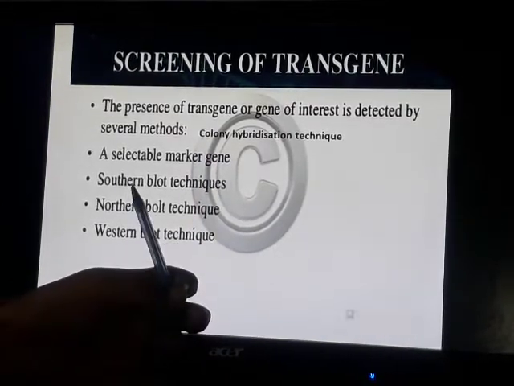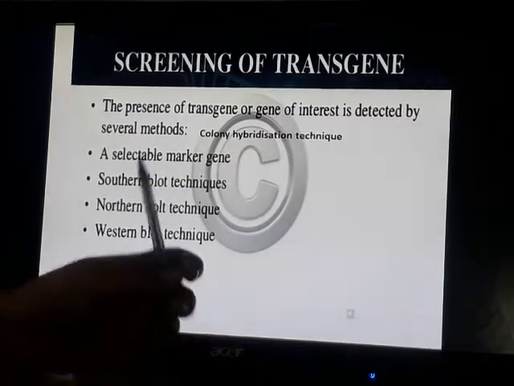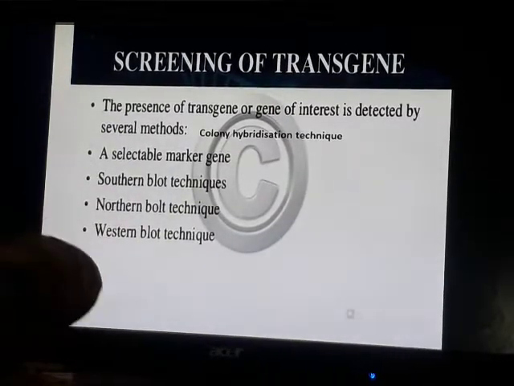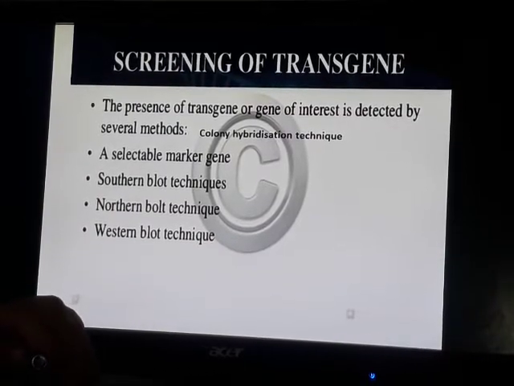The other methods are also like Southern blot techniques and Northern blot techniques. You can use these blotting techniques also for screening of the transgenic plant. Now among these, colony hybridization is important.